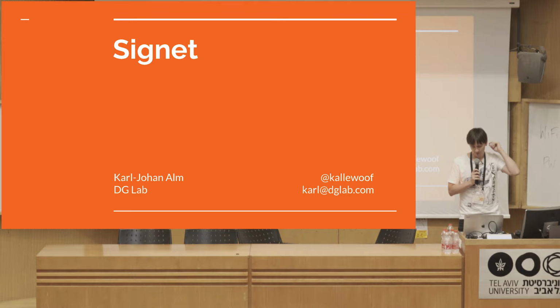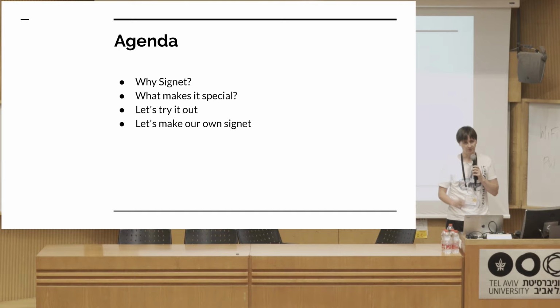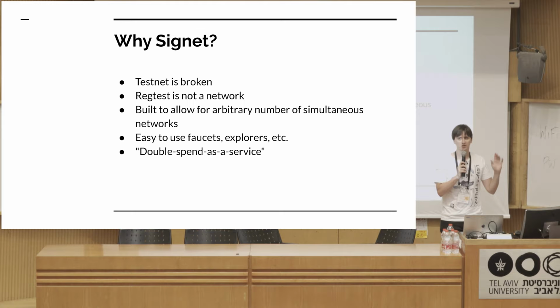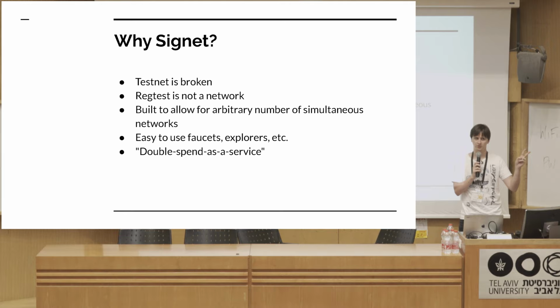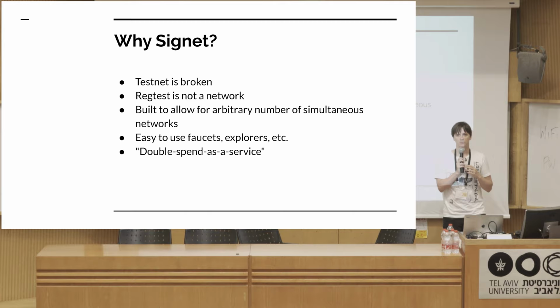Right. So Signet, I'll talk a little bit about what it is. This is the agenda. You all probably saw these slides anyway, but I'll go through it real quick. So why Signet? There's a thing called testnet in Bitcoin. Bitcoin actually has two networks: mainnet, which is where actual money is being transmitted, and testnet, which is where people fake and try things out. The problem with testnet is that there are problems with it, and that's why I want to introduce Signet.